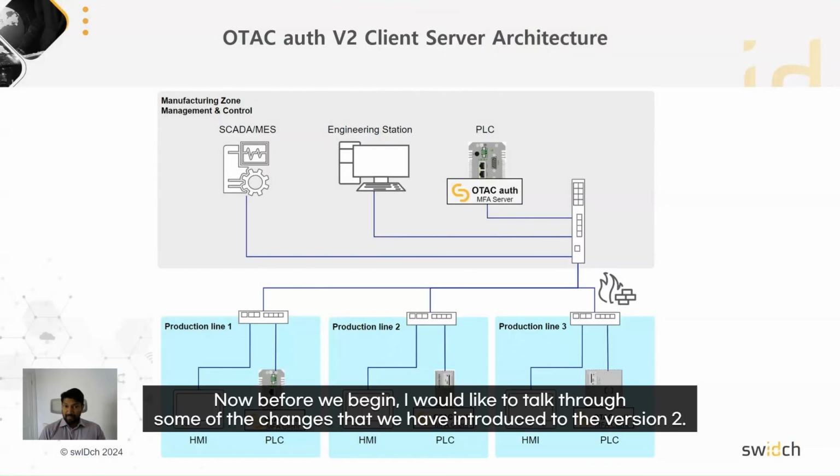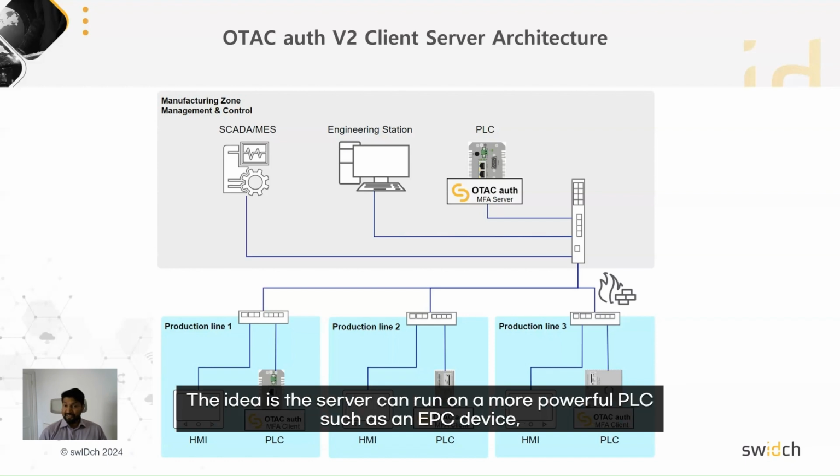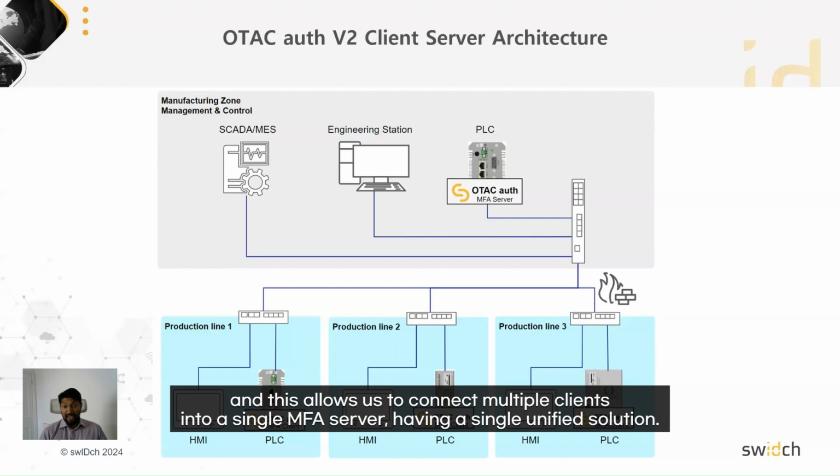Now, before we begin, I would like to talk through some of the changes that we've introduced with version 2. With version 2, we have a client-server architecture that splits the server and the client into two different apps. The idea is the server can run on a more powerful PLC, such as an EPC device, and the client can then run on much smaller PLCs like AXCs, for example. And this allows us to connect multiple clients into a single MFA server, having a single unified solution.